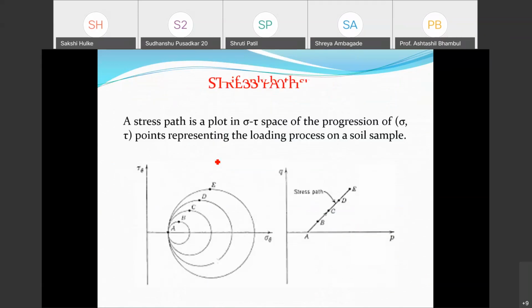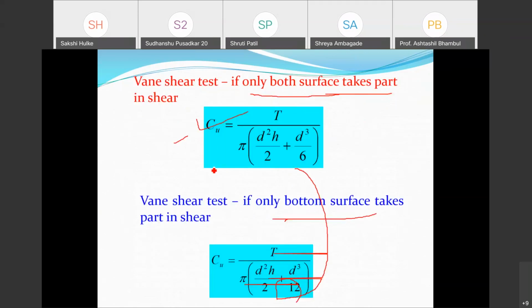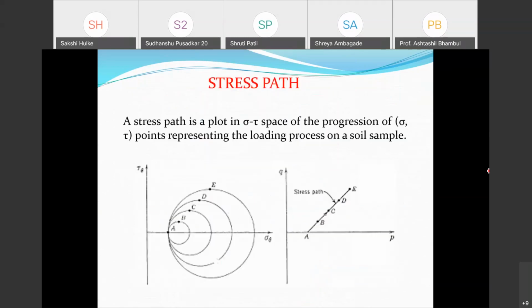Based upon this test, a pocket vane meter has been developed, which will be used for finding out the field cohesion of the soil. Clay soils are very sensitive. They change their strength depending upon the disturbance caused to them, and hence, for getting the accurate value of the strength existing in the field, you should go for pocket vane meters, and that can be calculated.